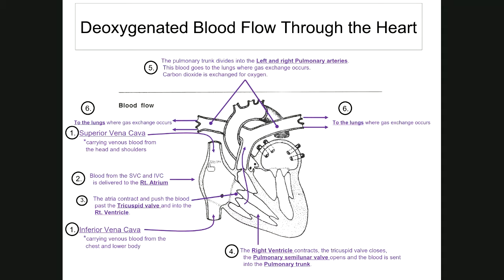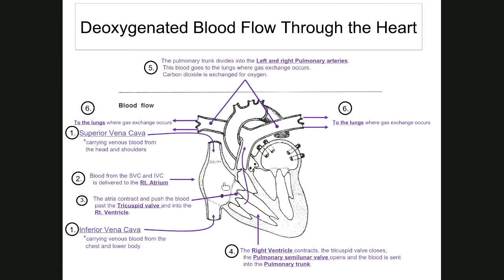Looking at this heart, on a previous slide we saw that this top structure here is called the superior vena cava. So you look at number 1, superior vena cava, carrying venous blood from the head and shoulders. All right, that's going to be delivered to the heart by way of the superior vena cava. Well, there's another number 1. Look at the bottom left. The inferior vena cava, carrying venous blood from the chest and lower body. So all the blood from the chest and the lower body is going to be returning to the heart by way of this inferior vena cava.